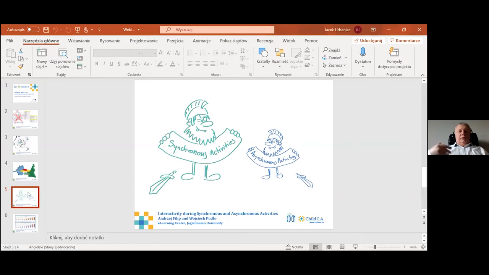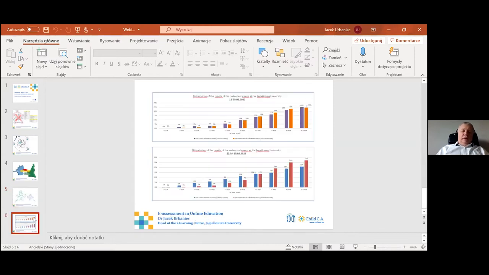And last but not least, because this is my topic, it will be about e-assessment. We organized a webinar on e-assessment within the Coimbra Group Universities, and I was one of the organizers, so I will try to sum up all the conclusions of the webinar. But also later, on the 27th of May, I will show some hard statistical data. For example, just now I have only one slide with data.